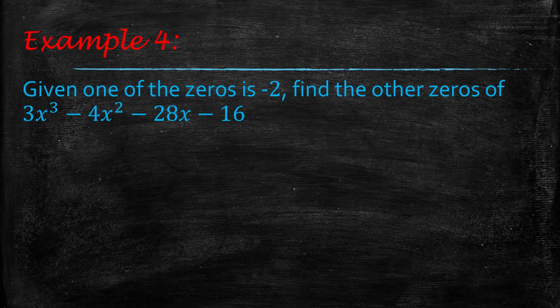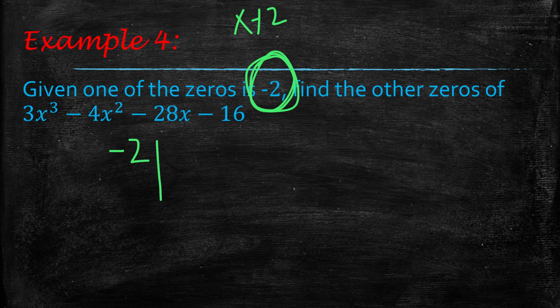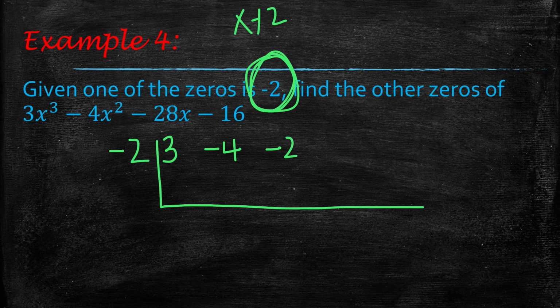All right. Next example, it says, given that one of the zeros is negative 2, find the other zeros of this. Well, if we know that one of the zeros is negative 2, again, this is different than saying x plus 2. They're already giving you that zero, so you're going to put exactly that on the outside. And then we're going to put our coefficients, so that's going to be 3, negative 4, negative 28, and negative 16. We're going to bring down the 3.